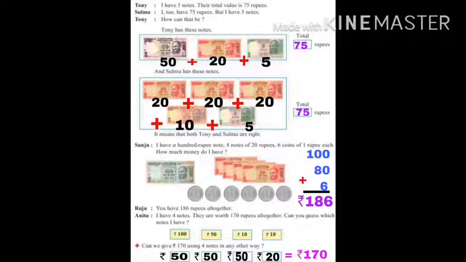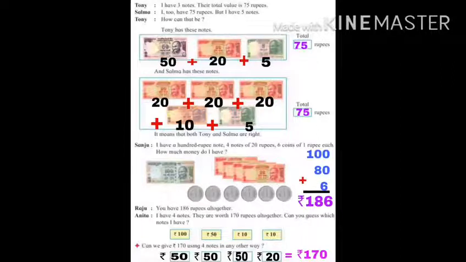Sanju is having a 100 rupee note, 4 notes of 20 rupees and 6 coins of 1 rupee each. So how much money does he have? When you add it together, you are getting the answer as 186. Now how did I get 80? When you add 4 notes of 20 together, you are getting the answer as 80. And all together you will get the answer as rupees 186.